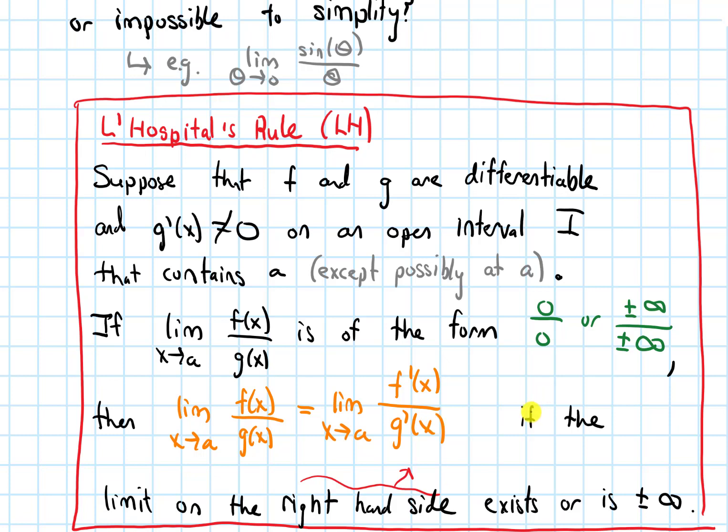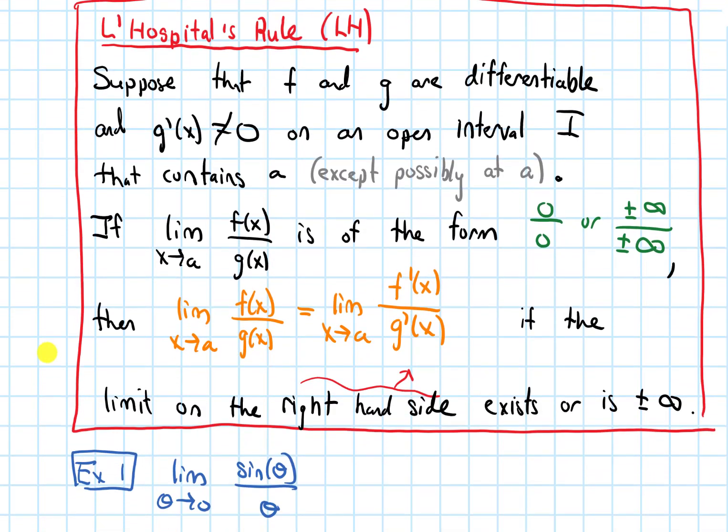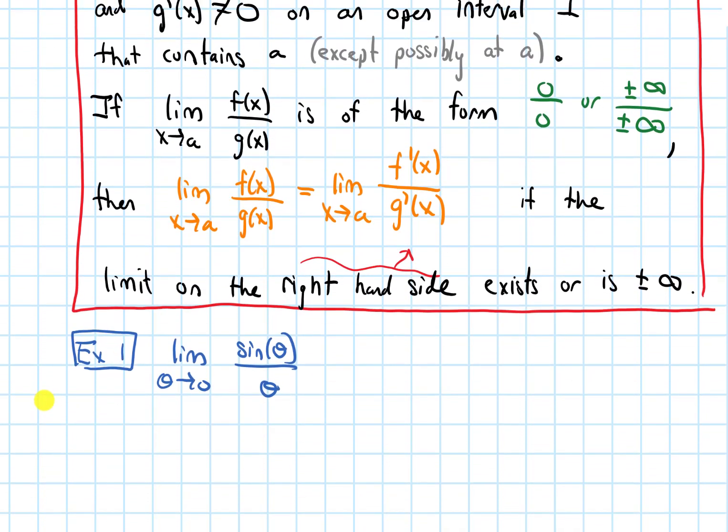And I can do this as long as the limit on the right-hand side, so that's this limit with the derivative on top and on the bottom, exists or is plus or minus infinity. Okay, so let's look at some examples. I want to start off with that example that I gave.